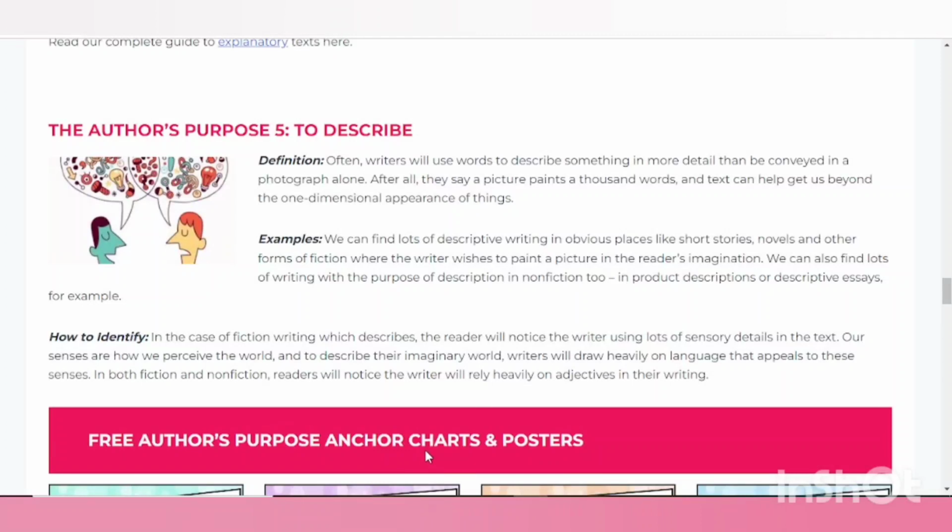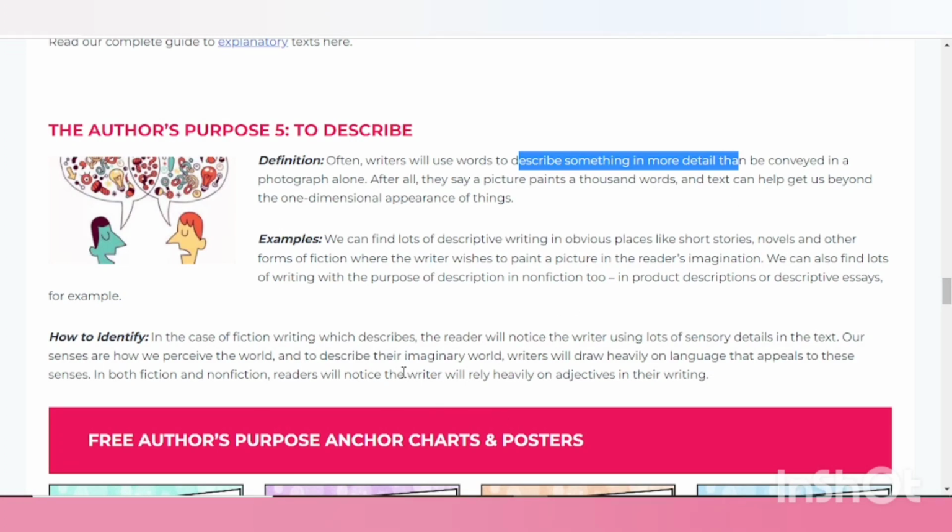And then to describe, that's another purpose, where the author will use words to describe something in more detail than can be conveyed in a photograph alone. After all, they say a picture paints 1,000 words, and text can help us go beyond the one-dimensional appearance of things. So for examples, descriptive writing in places like short stories, novels, and other forms of imaginative fiction, or writing with the purpose of description in nonfiction, in product descriptions or descriptive essays.